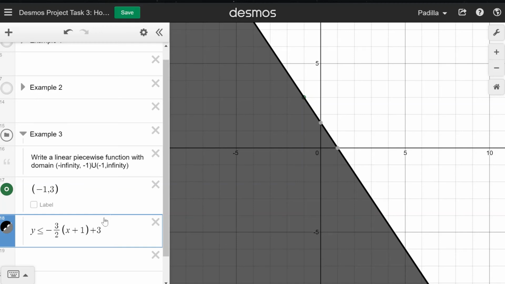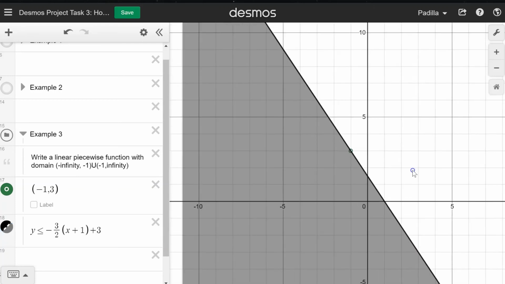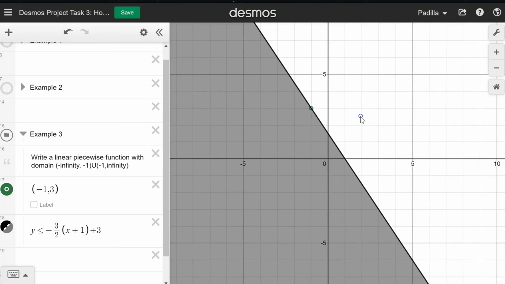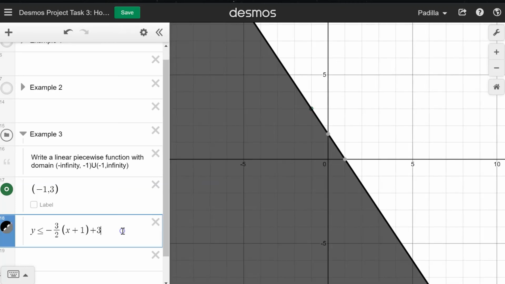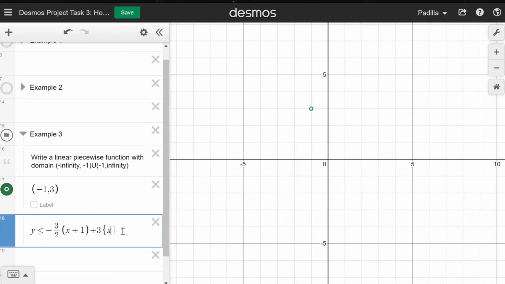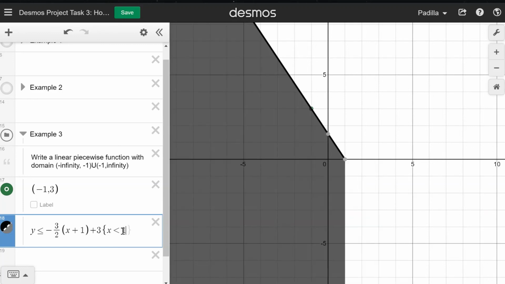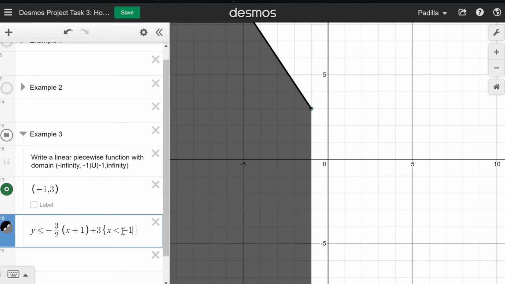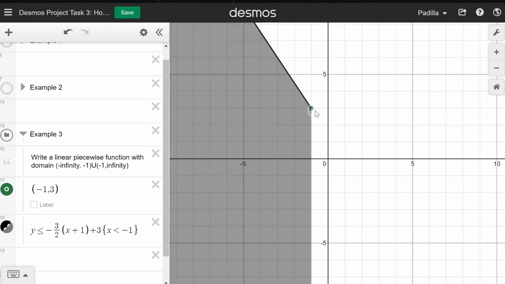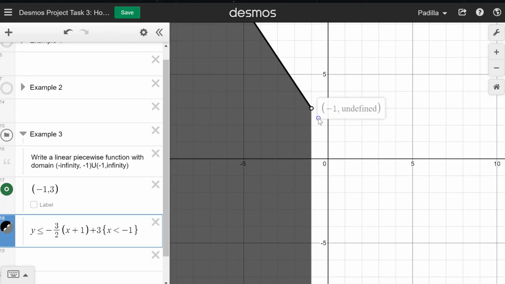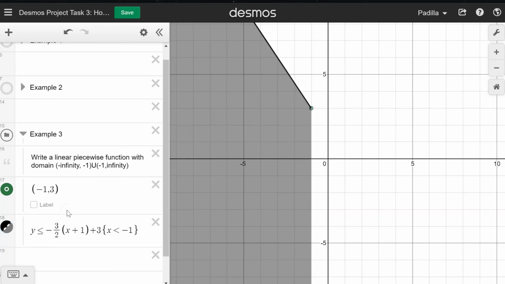And I have to be careful here because in this situation, I want this inequality to go all the way to the left to -infinity, but stop here once it gets to -1. To do this, I can simply say I want it to be wherever x is less than -1, just a one-sided inequality instead of a two-sided, and we can make sure, yes, it's undefined at this point.